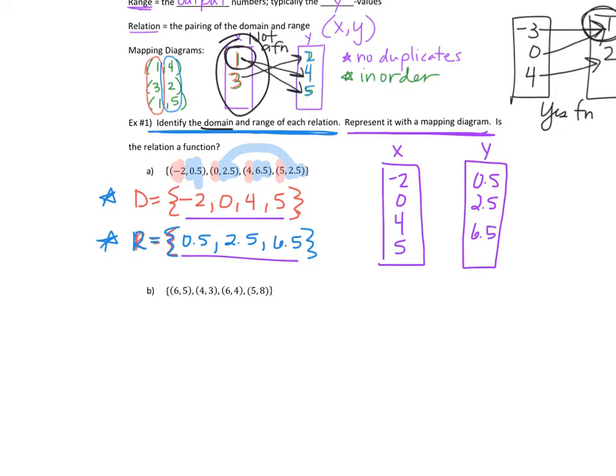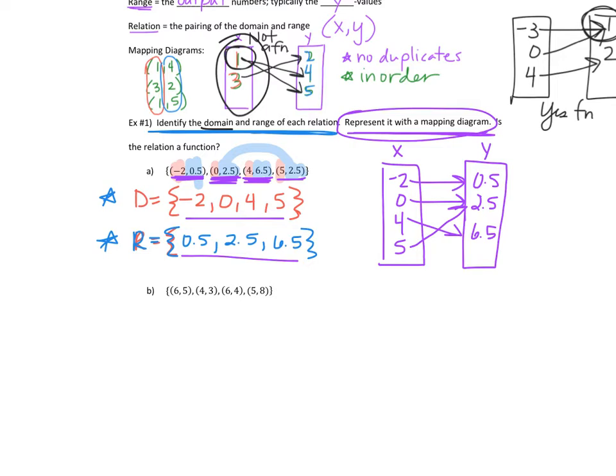Okay, so if we draw those points in, -2, 0.5 is going to be one arrow. 0, 2.5 is the next arrow. 4, 6.5 is your third arrow. And the last one is 5, 2.5. Okay, so that's the mapping diagram.